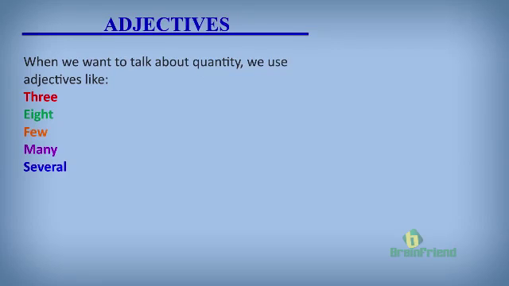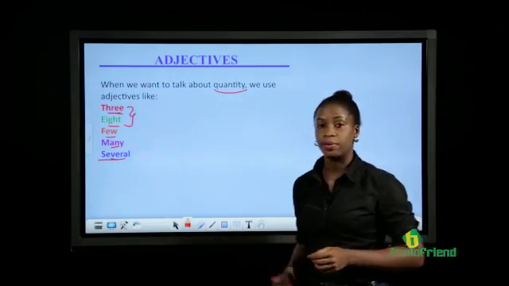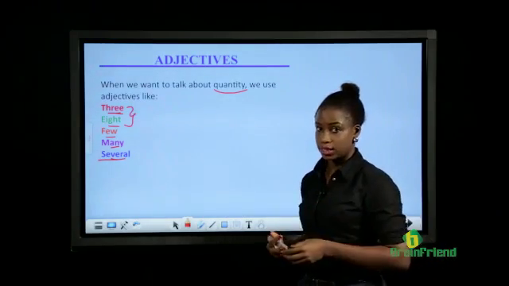Now we also have adjectives that we use in talking about quantity. They include 3, 8, few, many, and several. You might wonder if numbers are adjectives. They are when they are used in describing a noun or pronoun. For example, you can say, I have 3 fingers, or I have 5 fingers. 5 describes fingers. Fingers is a thing on your body. So when we have numbers describing nouns, they are adjectives.